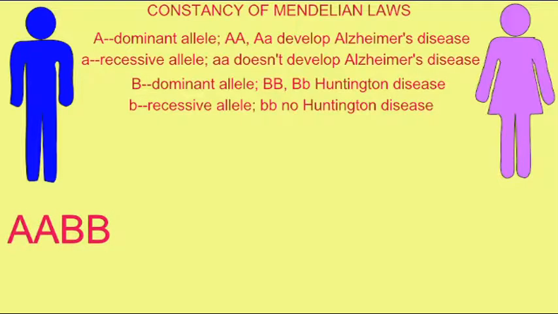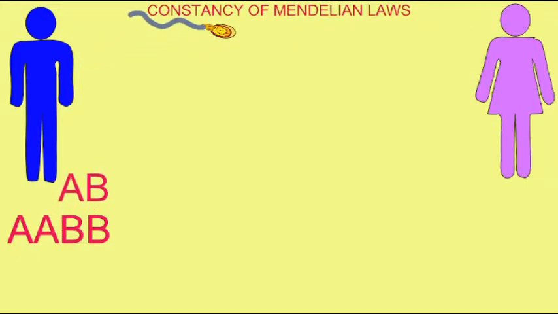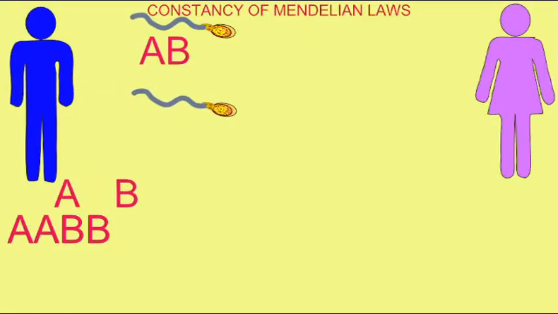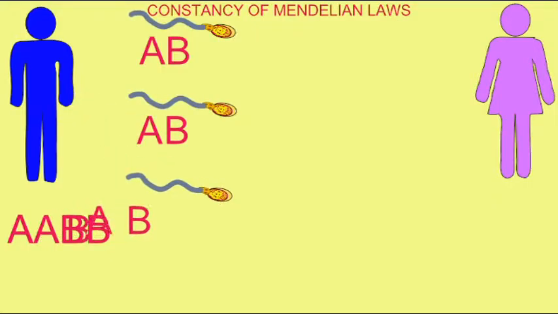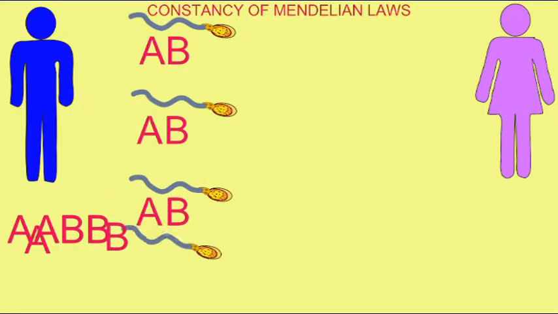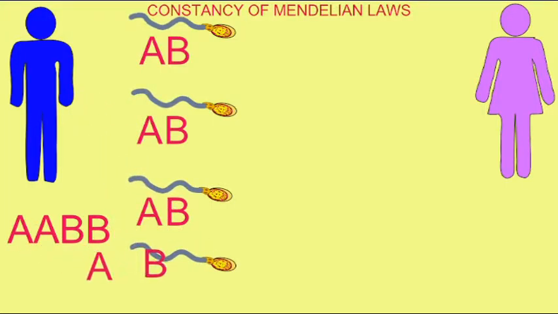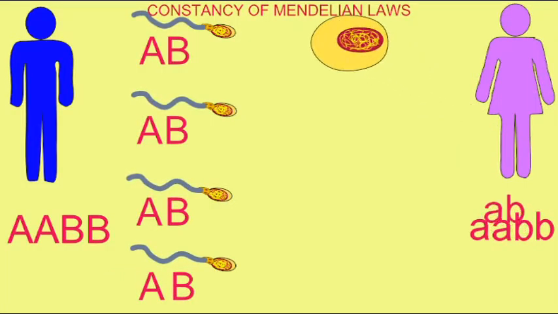The same pattern of independent assortment would be observed in cases where the dominant alleles cause a genetic disease, such as Alzheimer's disease in the case of the A allele, or Huntington's disease in the case of the B allele in this example. The woman would not develop either Alzheimer's or Huntington's disease because she is homozygous recessive, and it is the dominant alleles which cause these diseases.